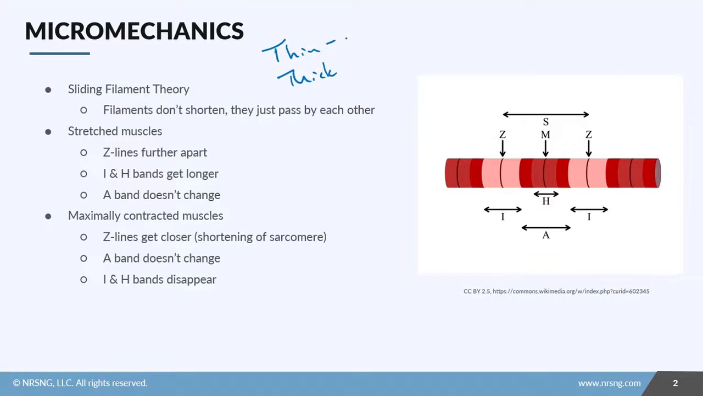The thin filaments are actin, troponin, and tropomyosin. And then your thick filament is myosin. And we're going to talk about that here in a second. But what I want you to remember is that they don't shorten, they actually just pass by each other.